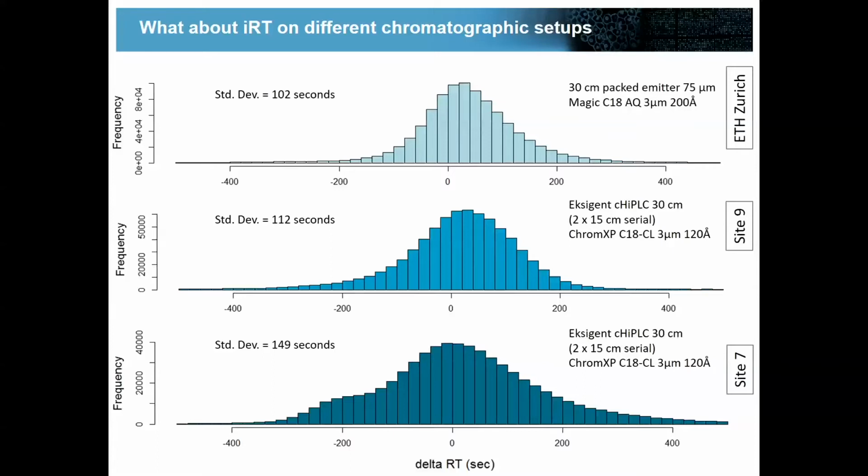You can see that here's the data from us using a 30 centimeter packed emitter with this particular stationary phase. The library we were using for the analysis of all 3 data sets was one library that we generated in Zurich. So we have the lowest error in terms of the difference between the actual chromatographic retention time versus the predicted chromatographic retention time. But you can see in these other 2 labs, where they were also using a 30 centimeter column but a different stationary phase, on this Eksigent chip LC setup, so it's actually 2 columns, 15 centimeter columns in serial, a different setup, they still get a pretty similar distribution of the error prediction versus the actual. And in this particular site, they had some troubles towards the end of the week, and for some reason their chromatographic stability was worse later on in the data, but still the predictions are reasonably not that far away from what we had in Zurich.